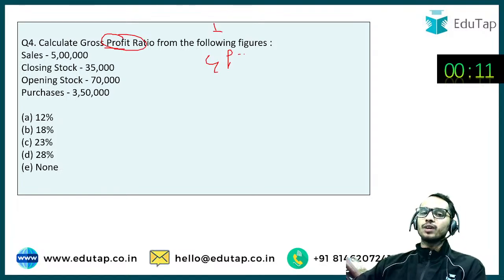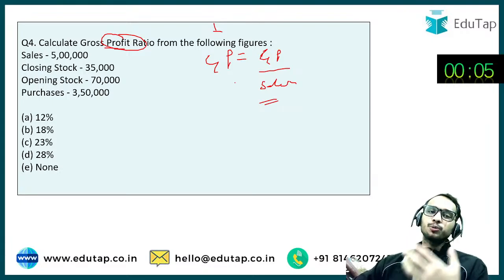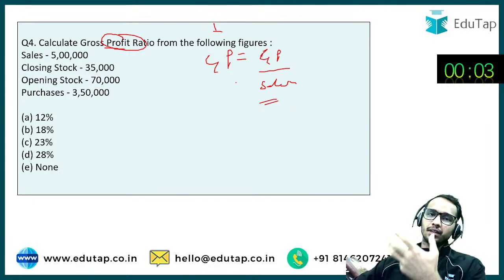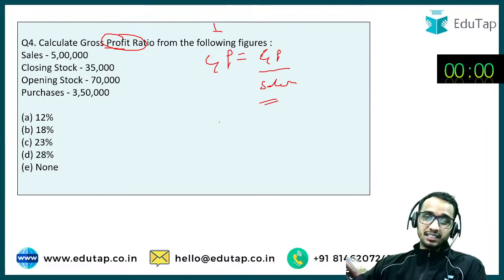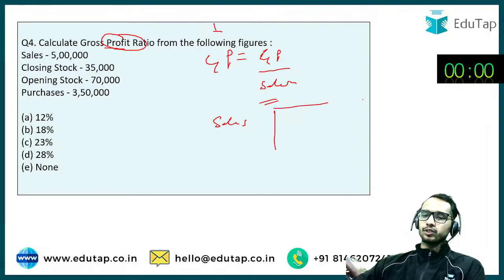So again, the formula is very easy. Gross profit is what? Gross profit divided by the sales, right? Now, gross profit is also being calculated with the help of trading account. You know, trading and profit loss account, right? So that's very easy. I'll give you the format of, first of all, trading and PL account. This is the format.